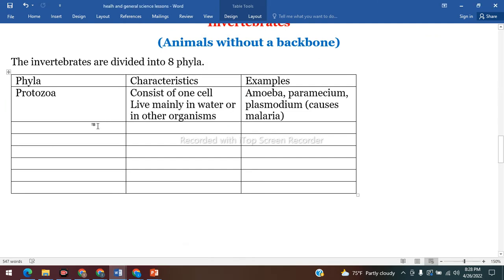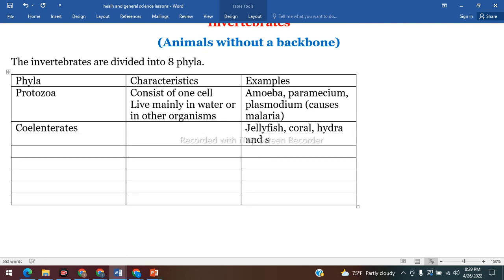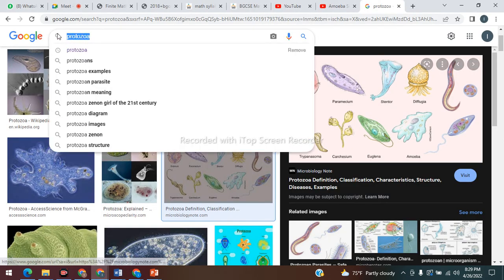Now, the next class is the Coelenterates. These would be stuff like, let me just give you the examples first. There'd be stuff like a jellyfish, your coral, your hydra, and your sea anemone. Anyone know what a sea anemone is? If you show a picture, you'll see. These are your Coelenterates.